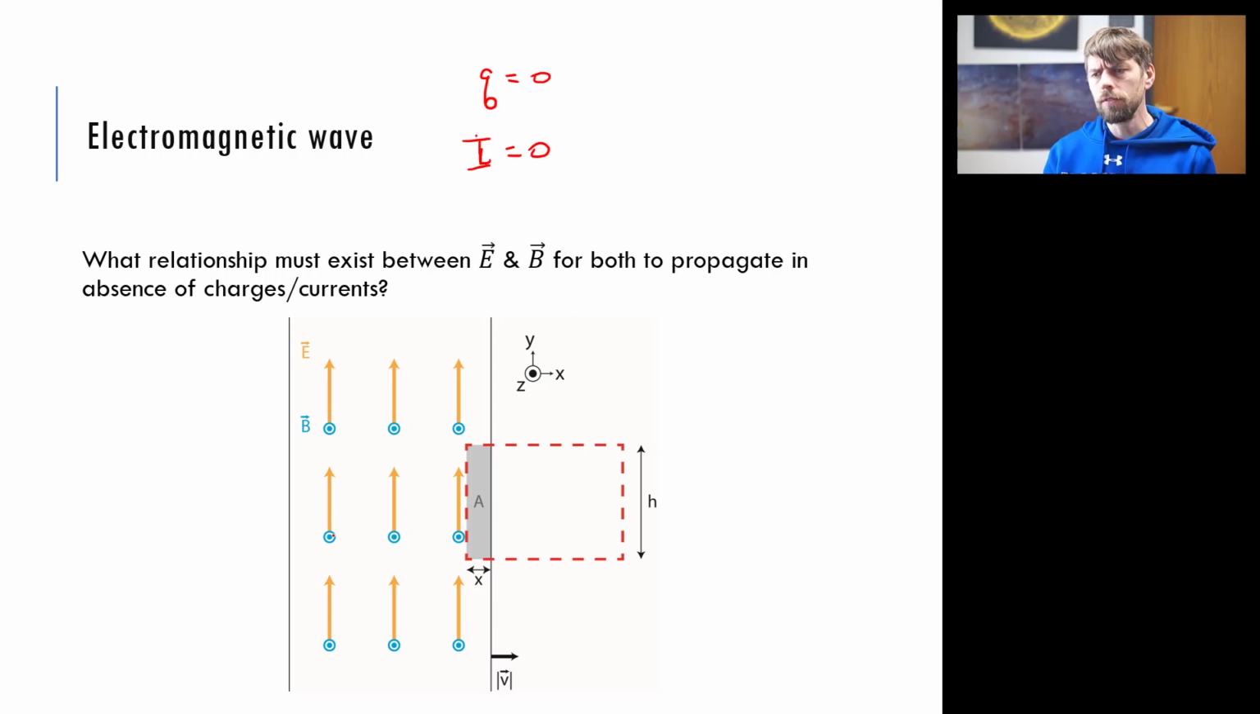However, I'm going to give this region a very interesting property. I am going to say that this slab of electric and magnetic fields is propagating to the right at some speed, v. And I would like to know what is the relationship between E, B, and v that allows this slab, this region of electric and magnetic fields, to continue propagating.